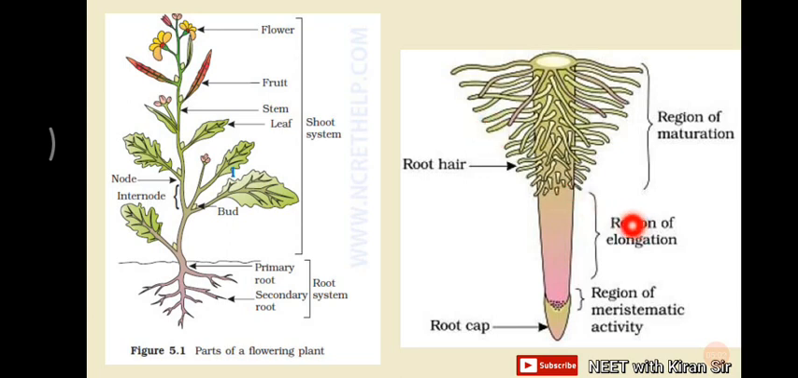So when I talk about the region of elongation and the region of meristematic activity, there is no presence of root hair. Hence indirectly I can say that only the zone of maturation helps in absorption of water. Is it clear? Then again, the meristematic region needs extra protection. That extra protection is provided by the presence of a root cap, which is made up of parenchyma. The root cap helps in the drilling of soil, which helps the root penetrate the soil region.